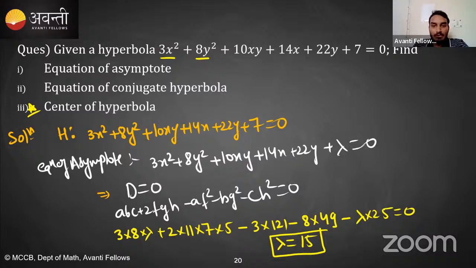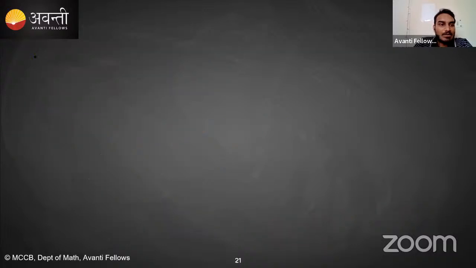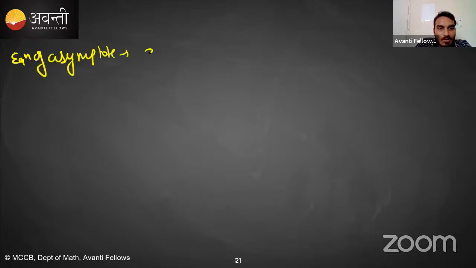So the equation of asymptote has come. What is the equation of asymptote then? 3x square plus 8y square plus 10xy.